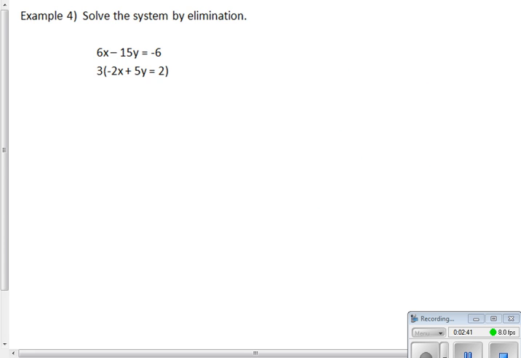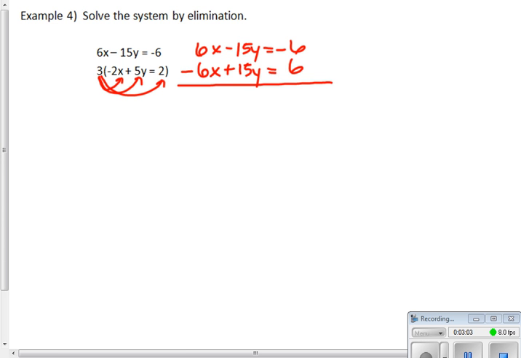Jump to our next example, example 4. Again, 6x minus 15y equals negative 6. Do my distributive property here. When I distribute, I get negative 6x. 3 times 5y is going to be 15y equals 3 times 2 is 6. And if you look here, everything is actually going to cancel out. Cancels. 0 equals 0, which is a true statement.